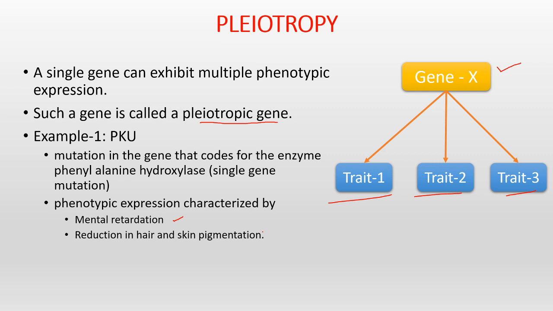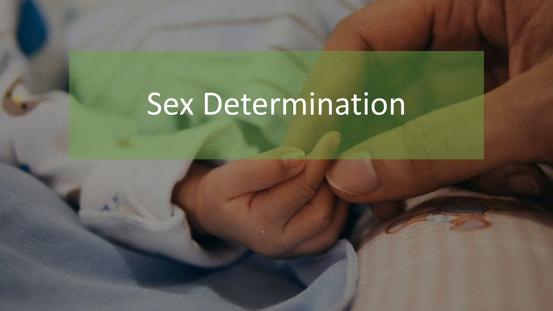Again, just to give you a summary, polygenic inheritance means you have more than one gene regulating a single character or single trait, whereas in pleiotropy you have a single gene regulating more than one phenotypic expression. It is the opposite. Both of these are opposite. Do not confuse these two.